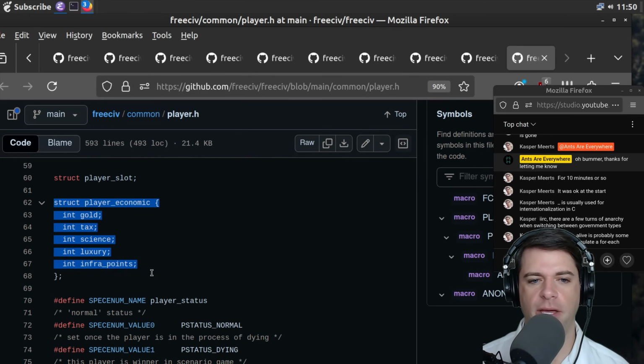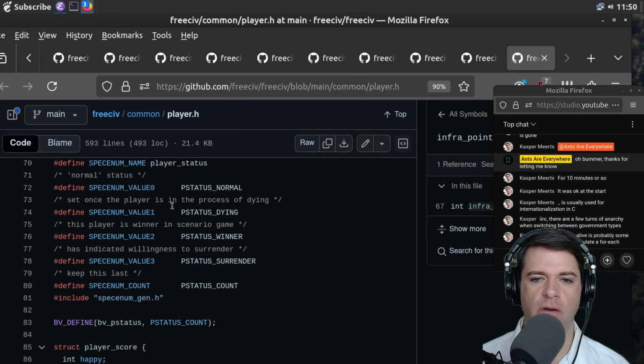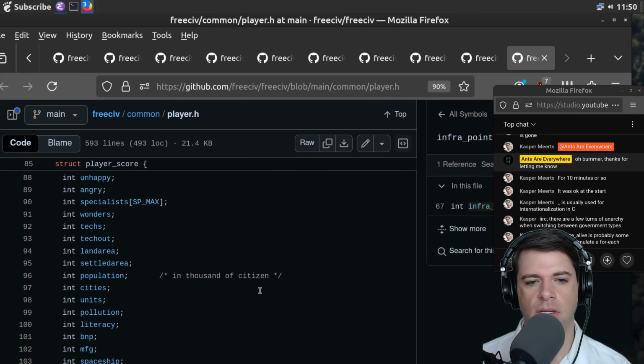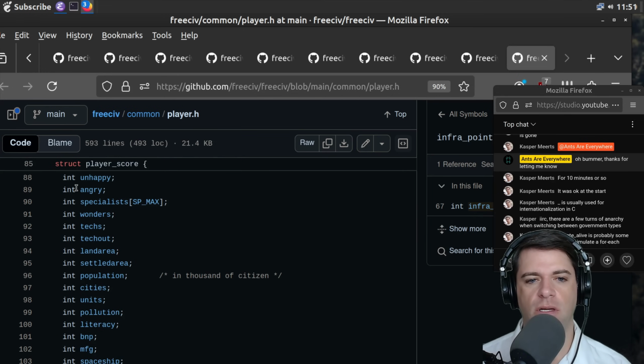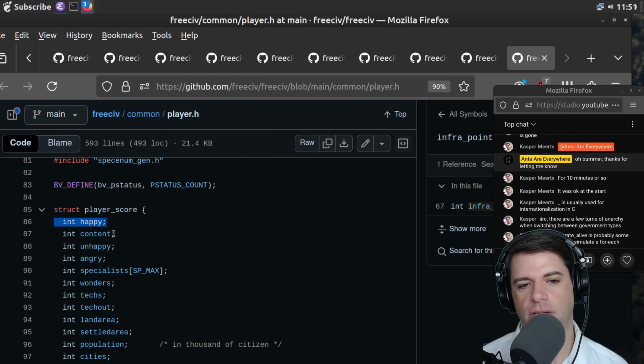We have player economic, which has gold, tax, science, luxury, and infra points. I don't know what infra points are. We have player statuses, which are normal, dying, winner, surrender. And the player score has a bunch of stuff, including whether they are happy or unhappy. Those are two different ints, so unhappiness is not the opposite of happiness, I guess.